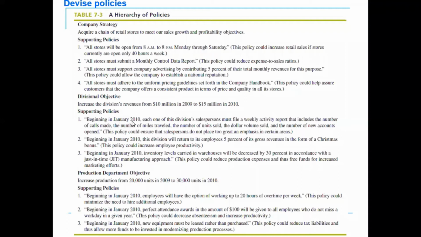You can see that beginning in January 2010, each division's salesperson must file a weekly activity report. Now these are the divisional kind of policies. So 1, 2, 3, the second stage, are supporting policies at the division scale. And later on, production department objectives. Every division may have different production departments, and every production department makes policies of its own: increase production from 20,000 units to 30,000 units. That objective is assigned to one production unit of one division. So you see that the strategy of acquiring a chain of retail stores is divided and subdivided according to the level of management. So here you can devise some hierarchy for the policies.